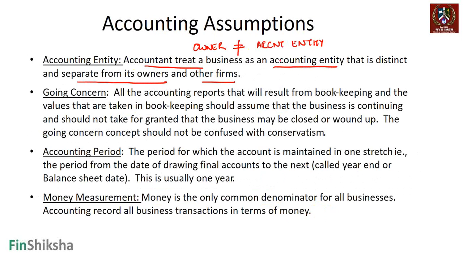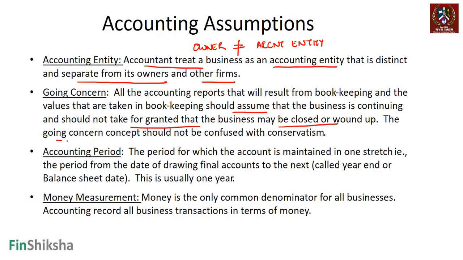Accounting entity is the business for which you are basically creating the accounts. That is different when compared to the owner. The next principle that comes in is something called going concern. All the accounting reports that result from bookkeeping, and the values taken in bookkeeping, should assume that the business is going to continue till infinity. It should not take for granted that the business will be closed or wound down.